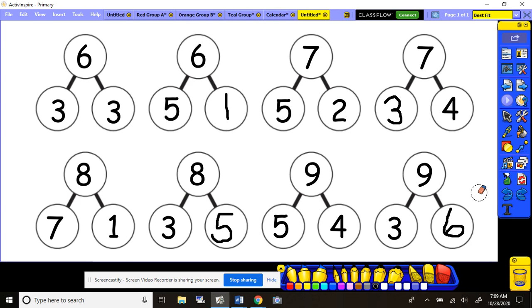There are lots of different ways to make numbers, and you can use those number bonds to show the two parts that make up the whole. And you can always draw pictures or count on or use your fingers just to double check and make sure that when you add your two parts together, when you join them together, you get the right whole at the top of your number bond.